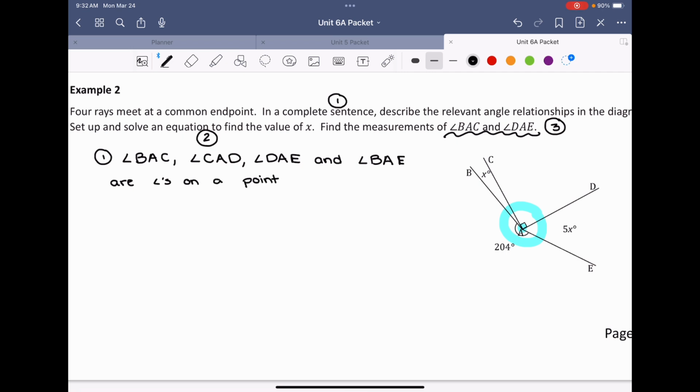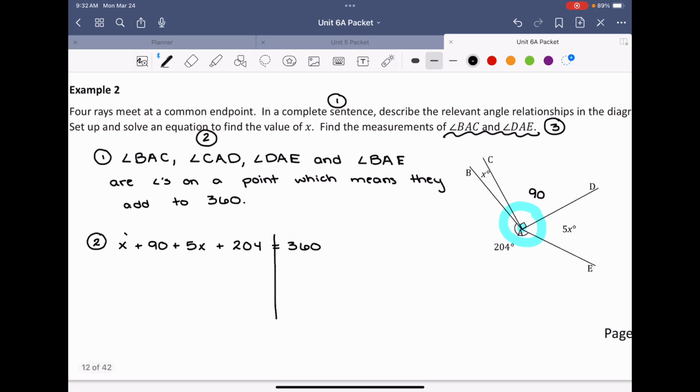So they add to 360 degrees. All right, from there, we're going to create our equation. So we have all of these angles added up. So I'm just going to go in my circle and add x plus, remember this is a box, so that's 90. We should have done that first, sorry. Plus 90 plus 5x plus 204. All set equal to 360.